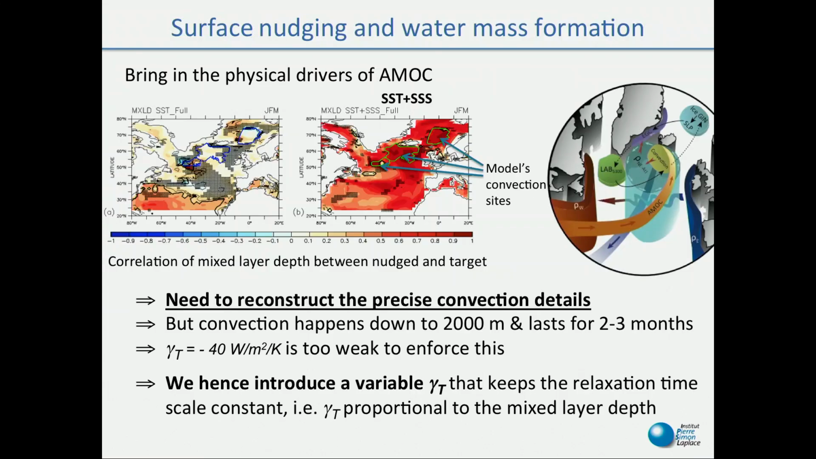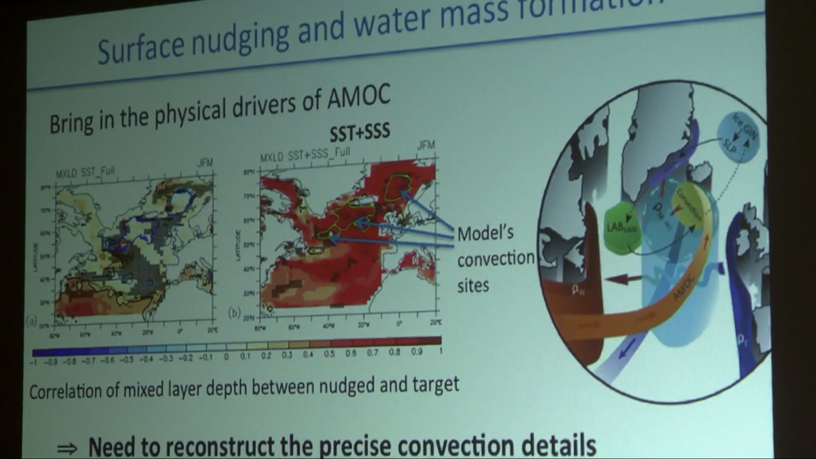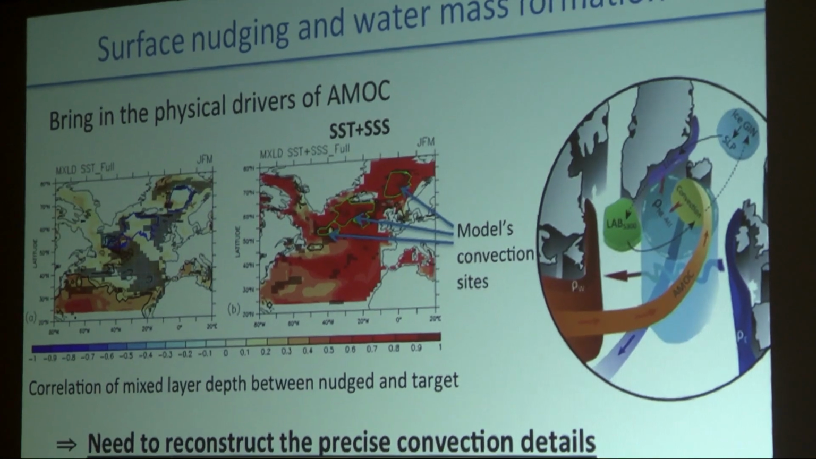Now, that's where we bring in the physical drivers of the AMOC and say, okay, we need to represent the convection in those sites. The mixed layer is doing a pretty good job already, but we need the precise convection details. Convection happens down to 2,000, even 3,000 meters sometimes in the model, and lasts for 2-3 months in winter. This is really short, and our gamma value here is way too weak to enforce this.